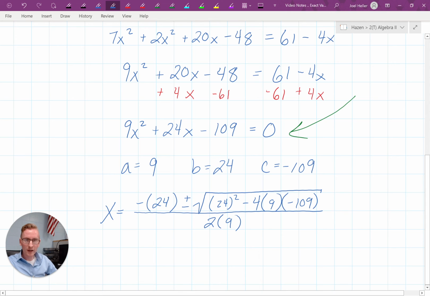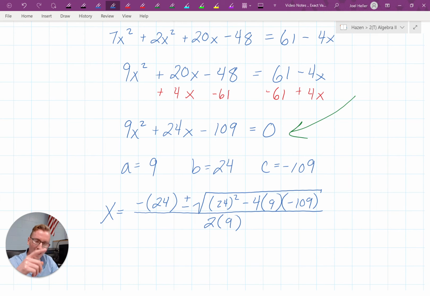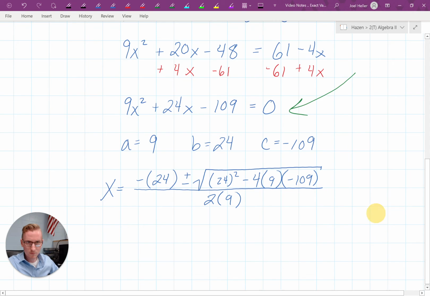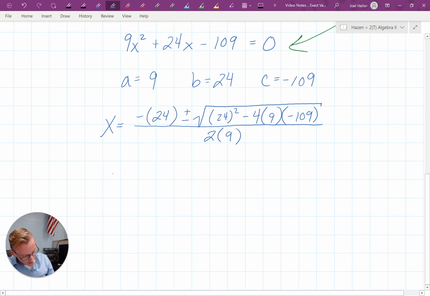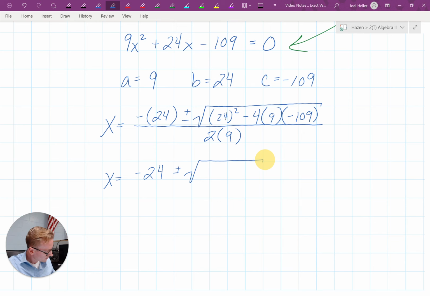Now I'm going to simplify everything that's underneath my square root all together, and then I'm going to simplify the stuff that's on the outside. I'm going to simplify each part of that formula in its own location. So I've got x equals, we'll have the negative 24, plus or minus the square root of, let's see here, we got 24 squared minus 4 times 9 times negative 109 is 4,500.